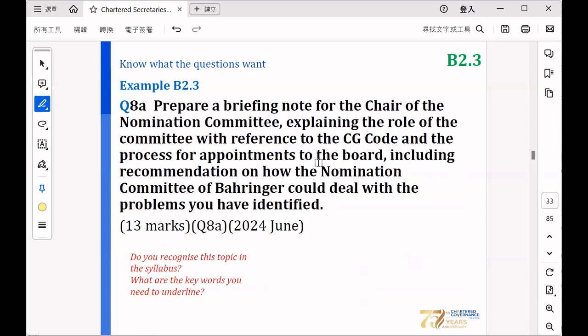Now, this is an interesting question. You are asked to prepare a briefing note. So I give you again 1 minute to think about how to approach this question. What are the different sections or different paragraphs that you need to write for these questions?